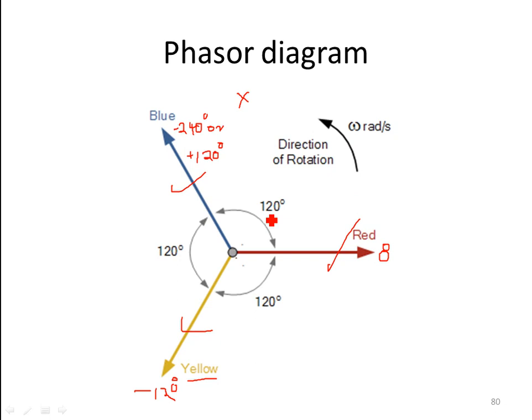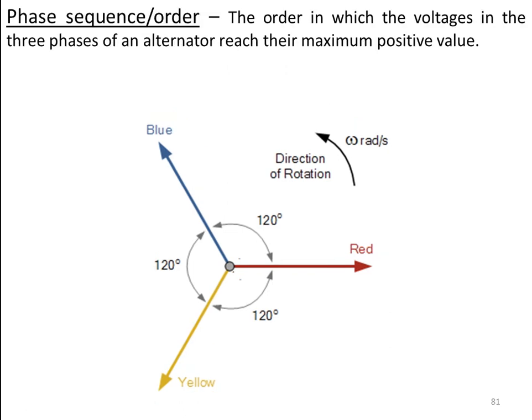Okay. That means basically in a three-phase system you have red phase, yellow phase, and blue phase, and each phase is displaced by an angle of 120 degree. Red is starting at 0 degree. Yellow is starting after 120 degree, that is at minus 120 degree. Then blue is starting after 240 degree with respect to red, or at an angle 120 degree with respect to yellow. Okay. Now, next one is phase sequence.